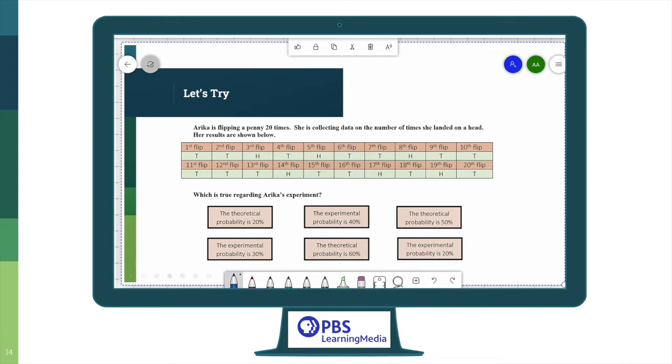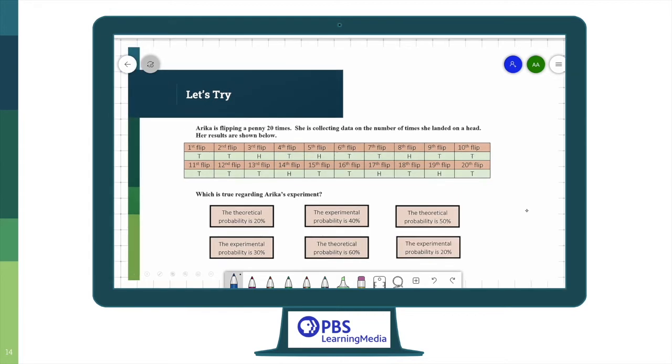She's flipping a penny 20 times. And we also see this number 20 down in our table because it shows the different number of flips. She's collecting data on the number of times she landed on a head. So this is important. We're looking specifically at heads for our event. Which is true regarding her experiment? So she has an experiment. Let's start with our experimental probability.